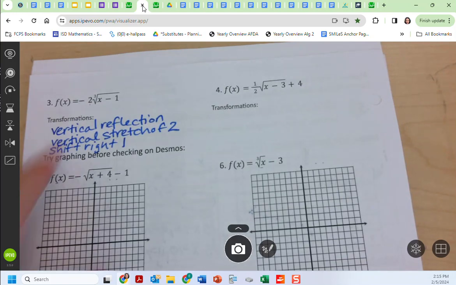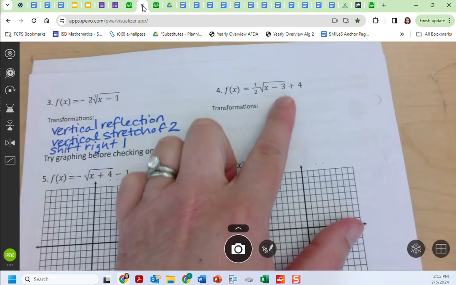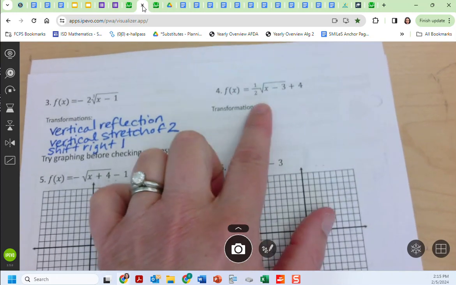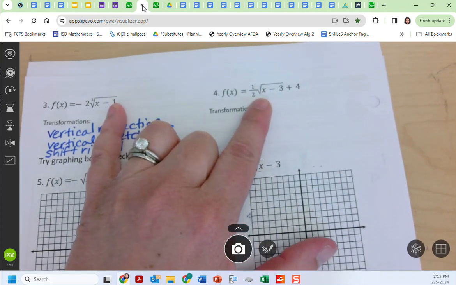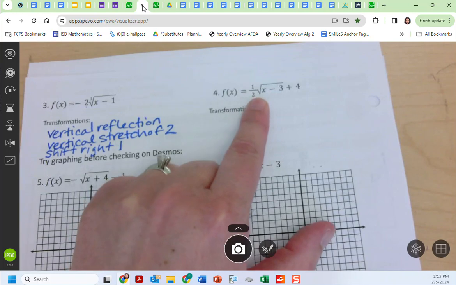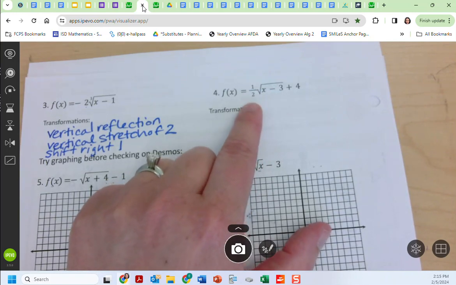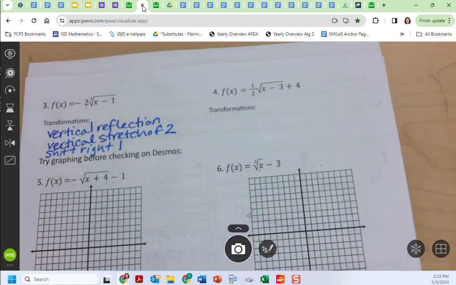All right, now notice this was the cube root function. This is the square root function. They have different parents, the cube root and the square root. They're both on the front page. Remember, the square root's going to have an endpoint. If putting a 2 in front stretches your graph, what do you think putting a 1/2 in front is going to do to your graph?